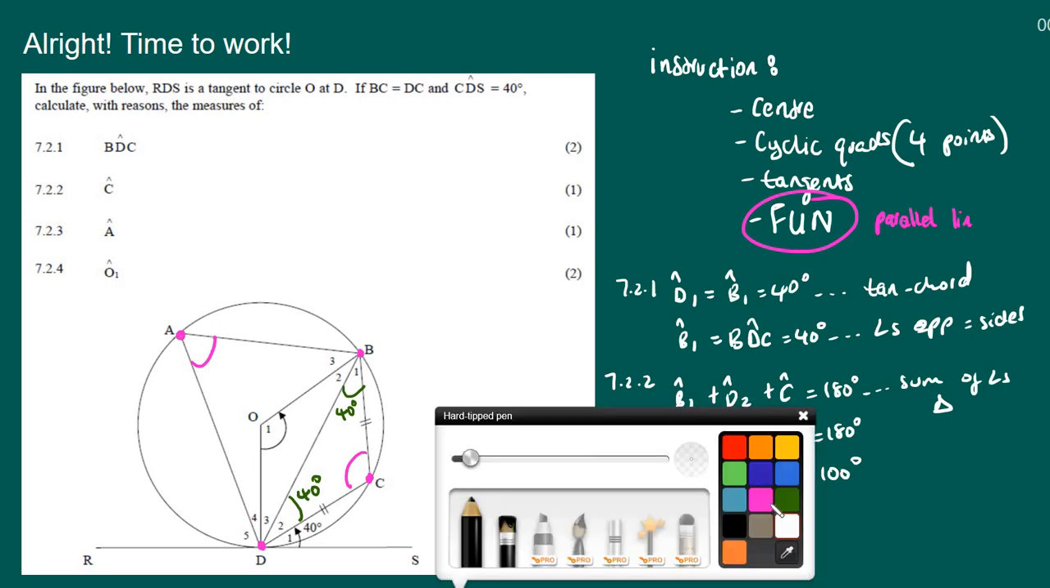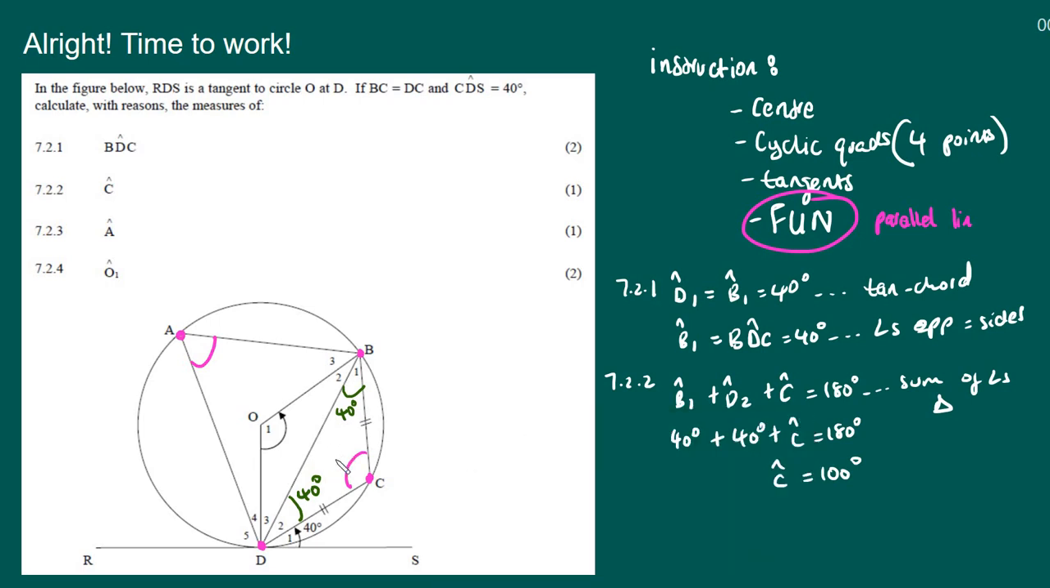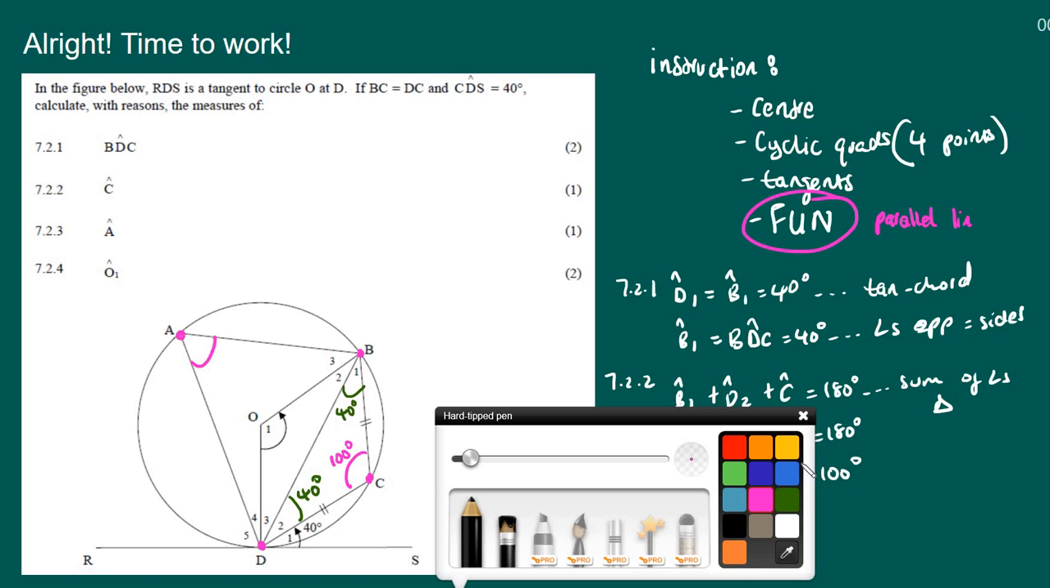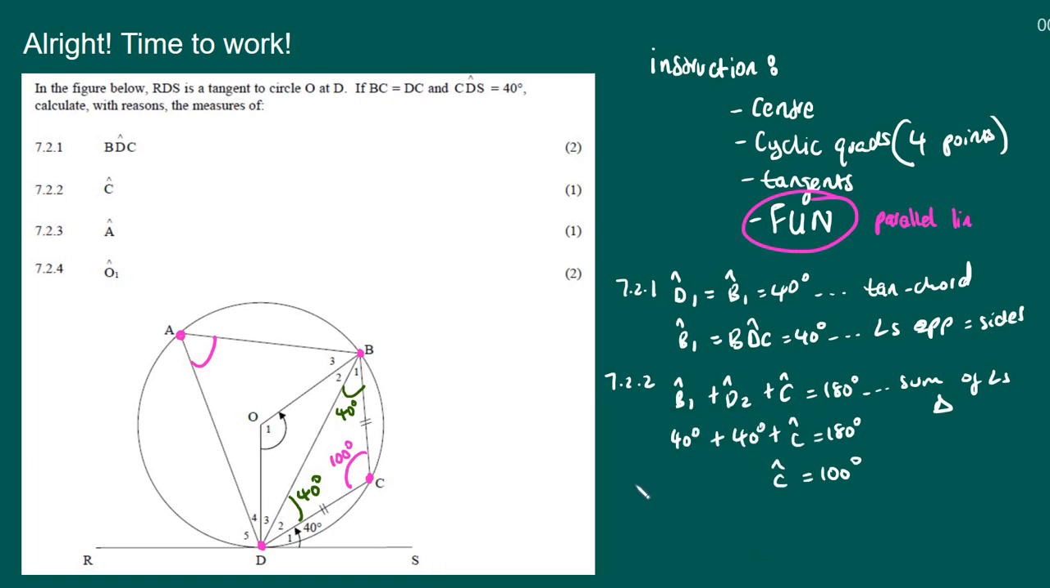Okay, and whatever you get, please put it on your diagram. You are going to have a diagram sheet, right? Make sure you put it on the diagram. Then they want angle A. How does angle A relate to angle C? Can someone tell me? They add up to 180. Angle A plus angle C add up to 180 degrees.